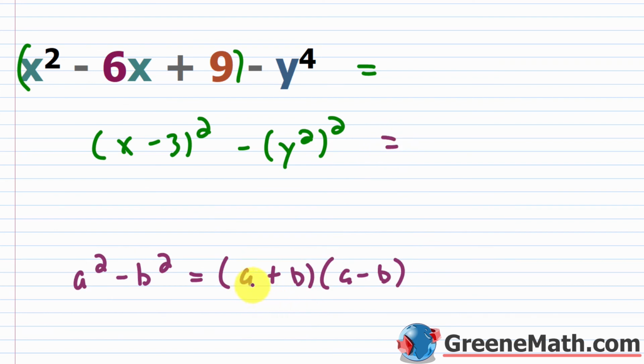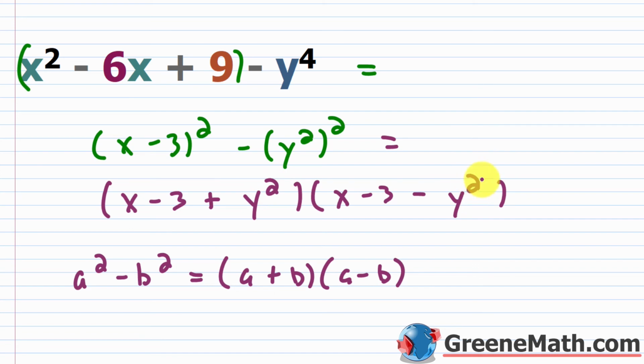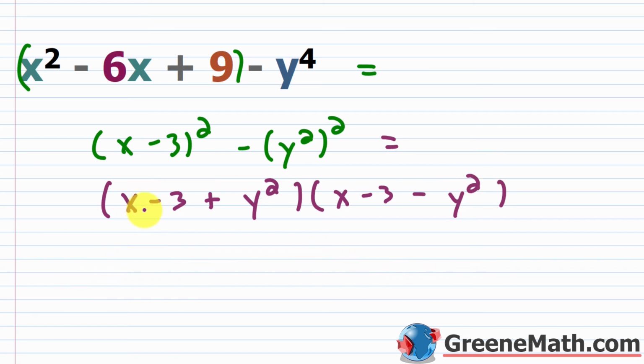So in this case, a is the quantity x minus 3. I'm just going to write the quantity x minus 3, and then put a plus sign here. Let me close that down, and then again, I'm going to write x minus 3. I'm going to put a minus sign here and close that down. What is b? It's y squared. So I'm just going to put a y squared there and a y squared there. That's all you have to do. That's how you achieve the factoring here. So we get the quantity x minus 3 plus y squared times the quantity x minus 3 minus y squared.